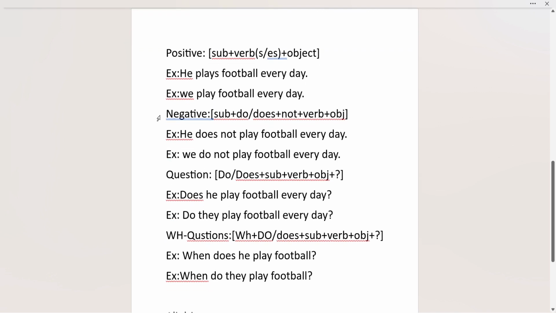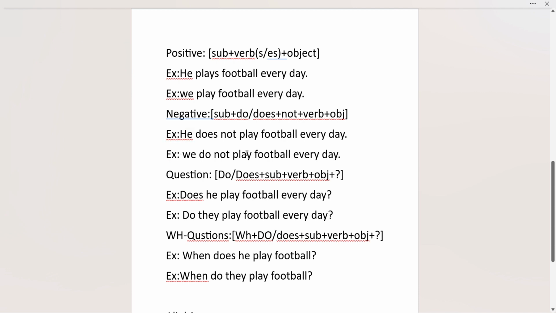So how to make a negative sentence in simple present tense. We add subject plus do or does plus not plus verb plus object. So what are do and does? Do is used for the plural persons, and does is used for the third person singular in negative conditions.